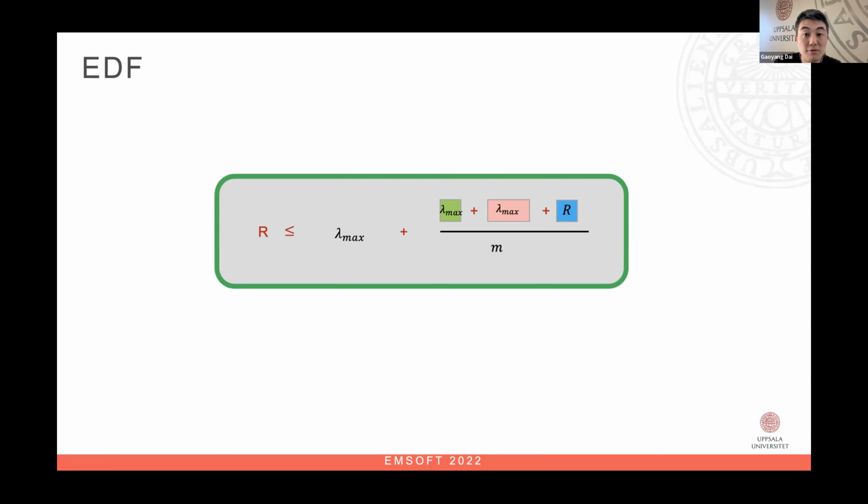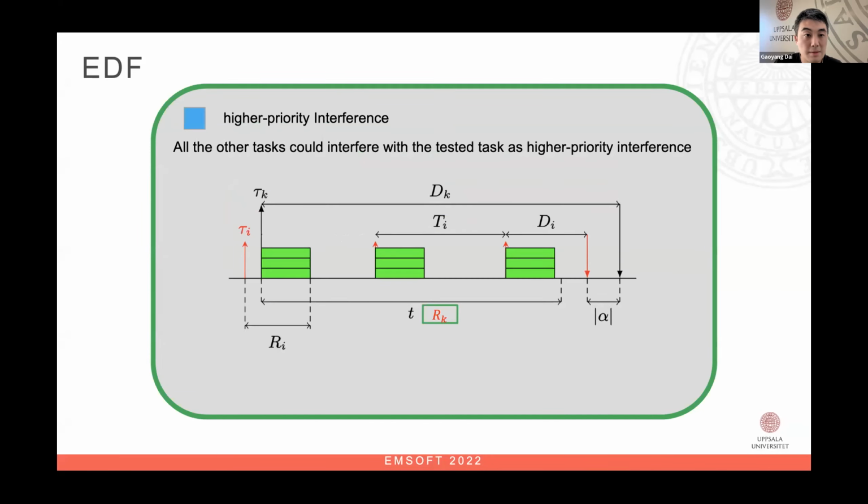So for the EDF scheduling policy, we propose a new response time bound, which follows the same structure, but the computation of the lower priority and the higher priority interference has to be changed. For the higher priority interference, consider that first, all of the other tasks could interfere with the tested task as higher priority interference. So we have to check all of the possible tasks other than the tested task tau k.